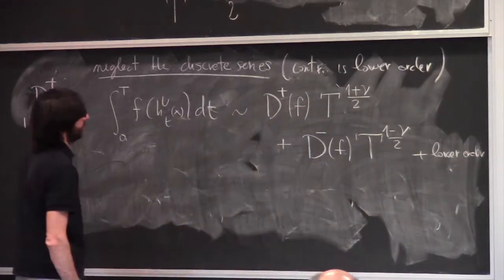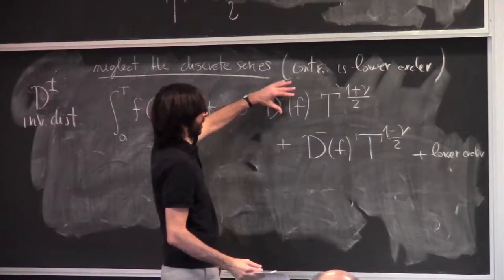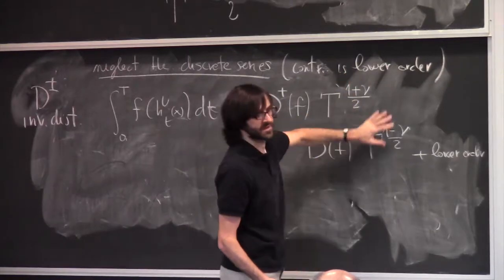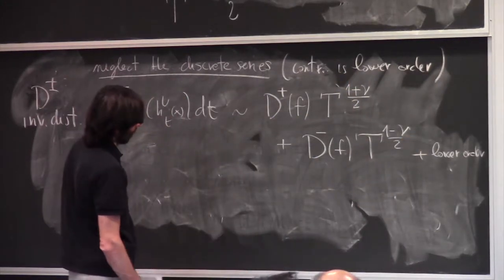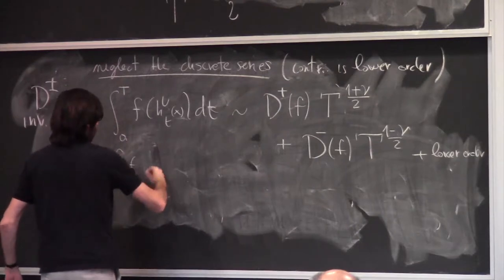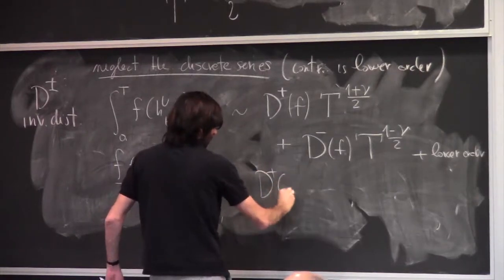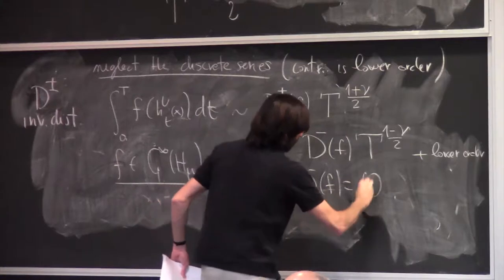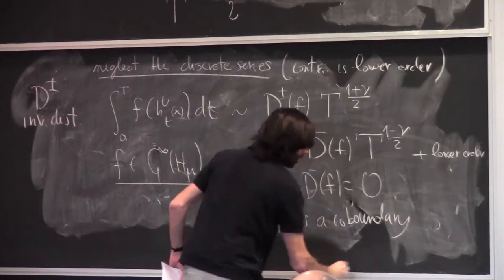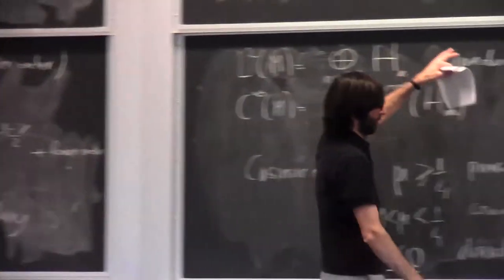That's a very simplistic formula. Of course, it's a little more precise, but there is a leading behavior that occurs when d plus is non-zero, and then there is a subleading behavior that occurs when d plus is zero but d minus is non-zero. And then when both are zero, if f is in H mu, or in infinity H mu, and d plus f equals d minus f equals zero, then f is a coboundary. So that's the picture, and there is a similar picture for mixing.